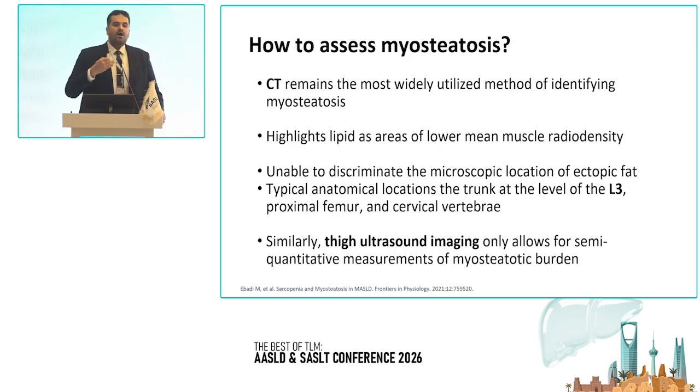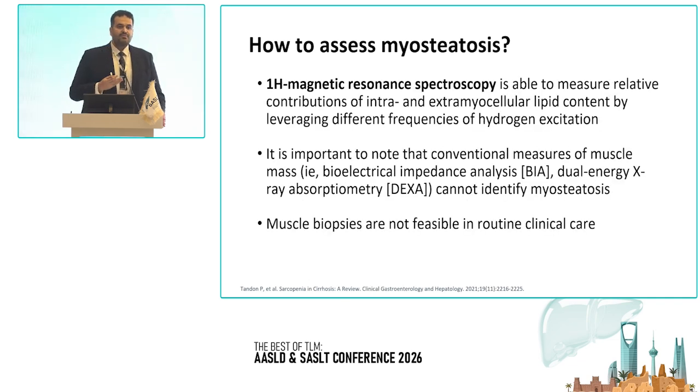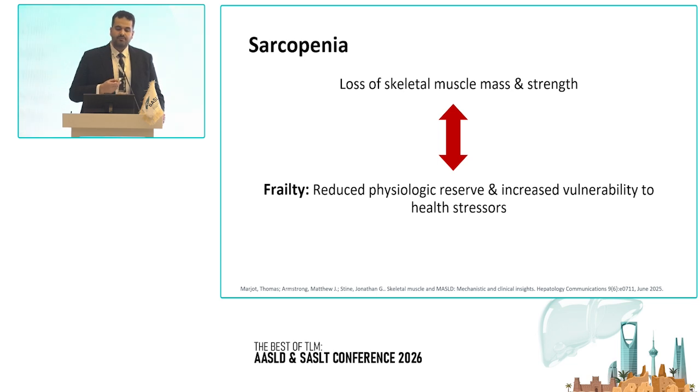outcome. We use CT as the gold standard for assessing myosteatosis at the level of L3. Also, we can use thigh ultrasound imaging as a semi-quantitative measurement of the myosteatotic burden. MRI is a perfect tool. We cannot use DEXA scan or bioelectrical impedance analysis because they assess muscle mass, not muscle quality. And for sure, muscle biopsies are a little bit invasive, not feasible for routine clinical work.